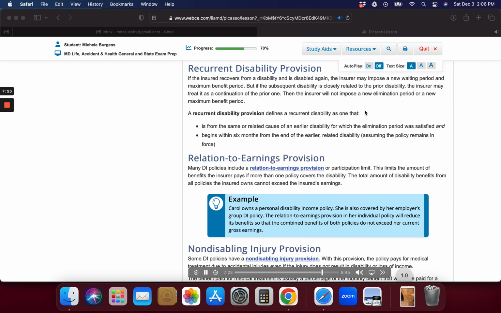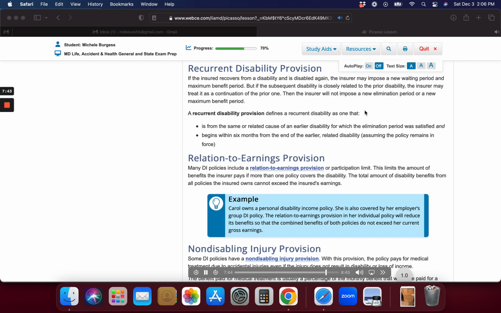Common DI exclusions. Common DI policy exclusions include acts of war, self-inflicted injuries, pre-existing conditions. Note that the ACA's prohibition of pre-existing condition exclusions does not apply to disability income insurance policies.